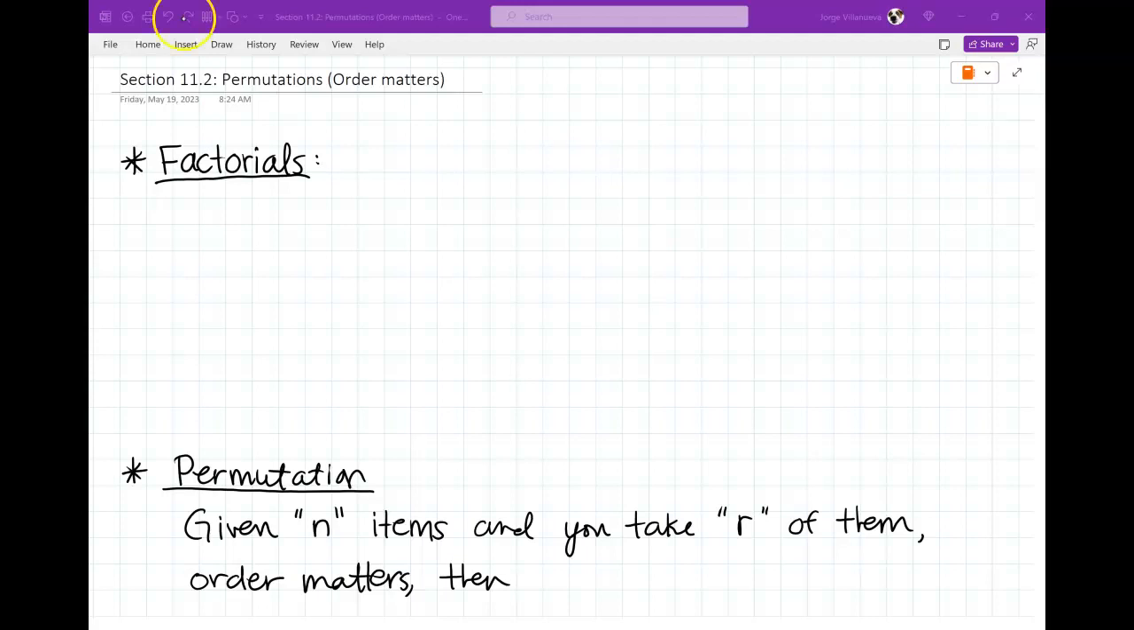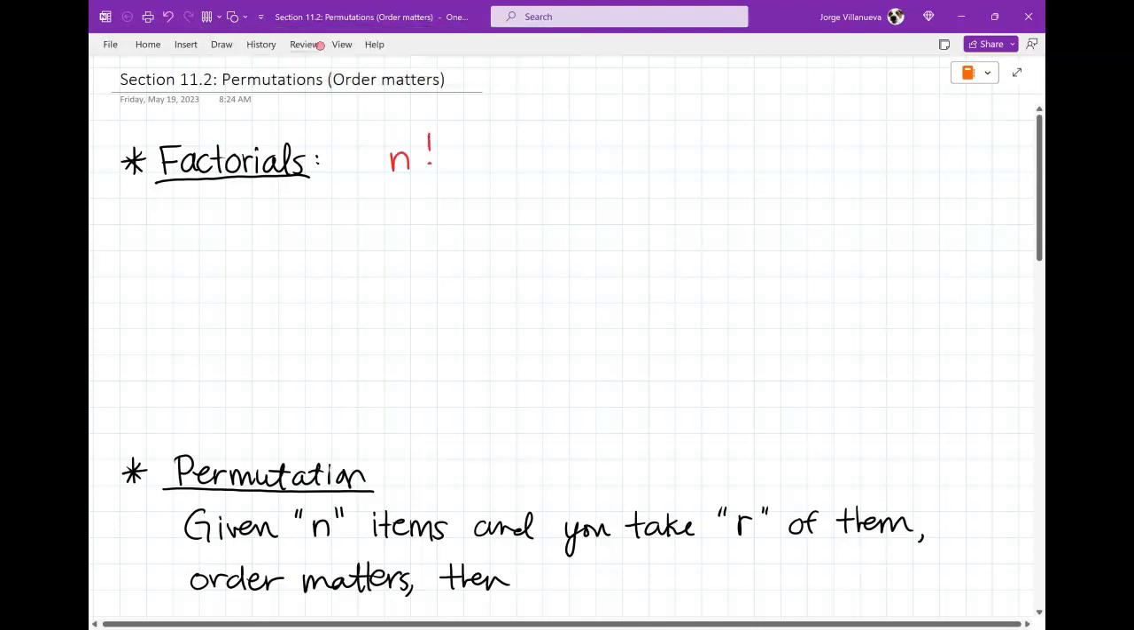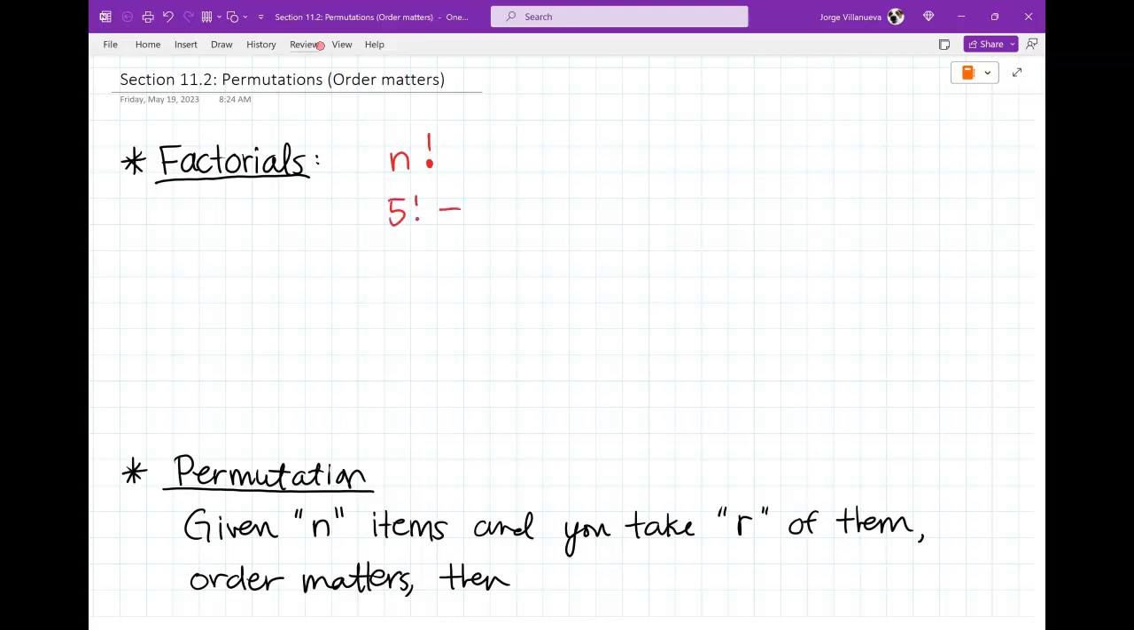Now factorials normally use the letter n, but you could use the letter x. Normally it looks like this. A factorial looks like that. What that basically means is that you multiply a specific number times every number below it, down to 1. So in other words, 5 factorial is 5 times 4 times 3 times 2 times 1. That's what 5 factorial is.